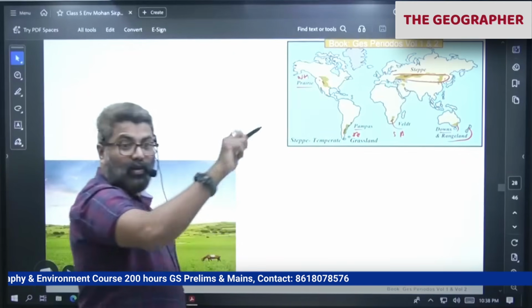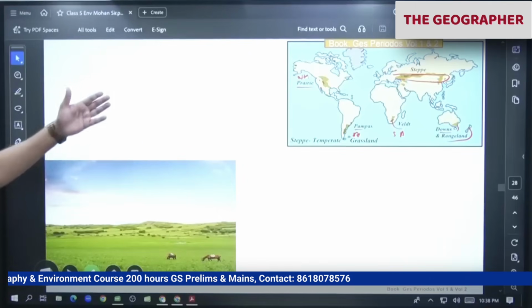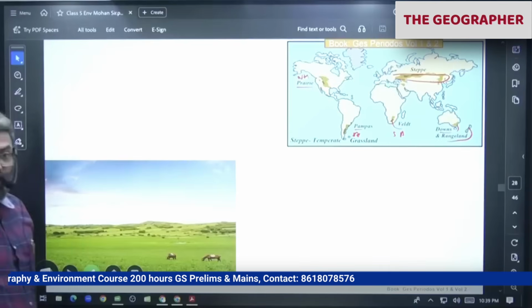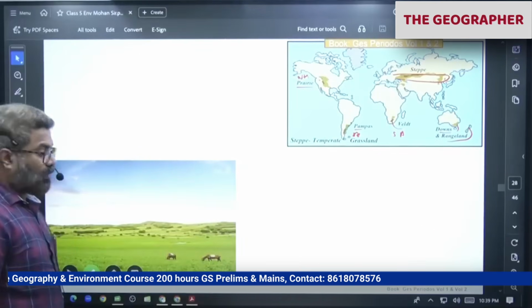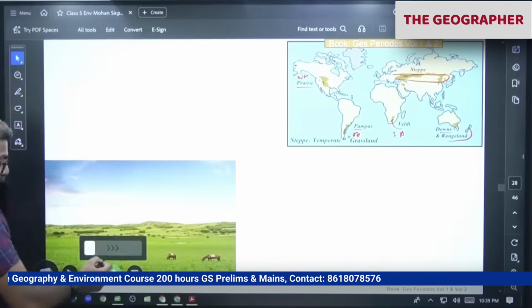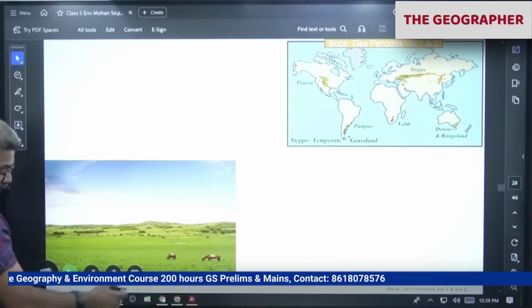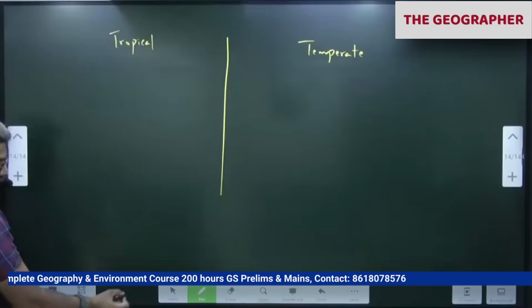In World Geography class I have given all these terms. I have made you underline also. Steppes, prairies, pampas, veld, downs in Australia. All these are the temperate grasslands. So distribution you know how it looks. Now I am going to write that on the board here. I am writing here so that in case somebody wants this PDF also, they can take.